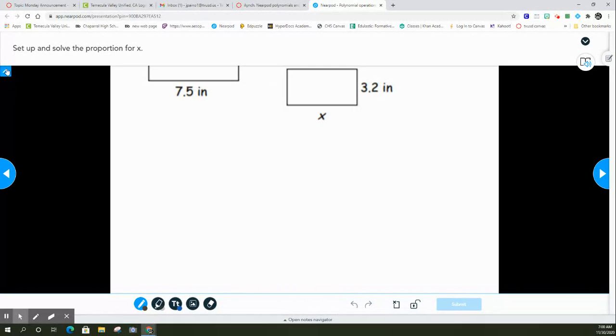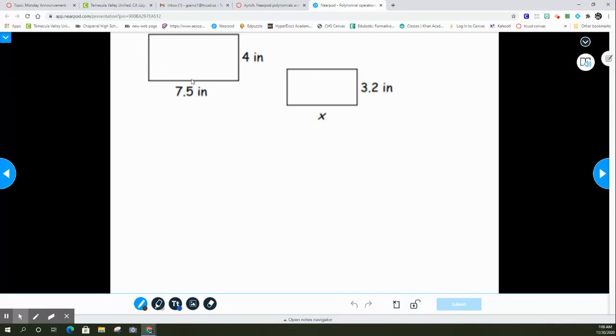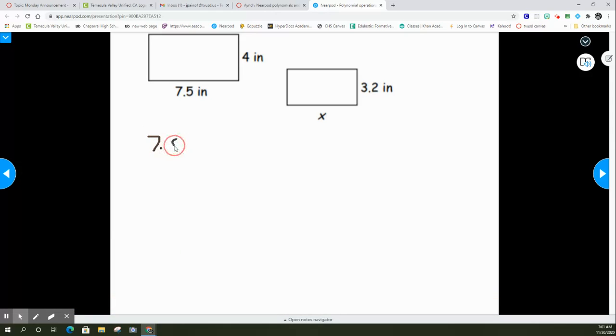All right, so here it says set up and solve the proportion. So we want to solve for x. To set this up, you can do it a couple of different ways. You could do the proportions on the same. So if I go, oops, it's too big, I could go 7.5 over 4 equals x over 3.2.